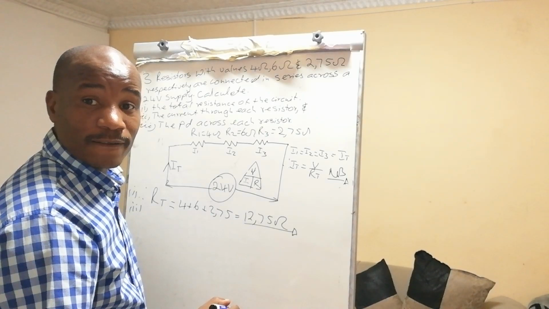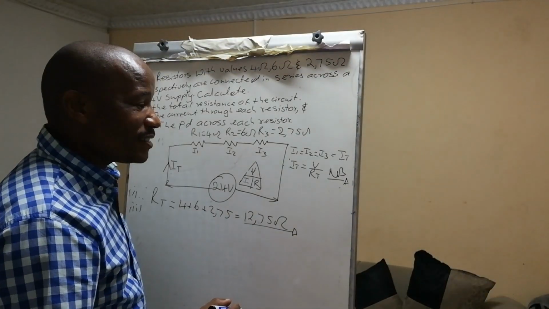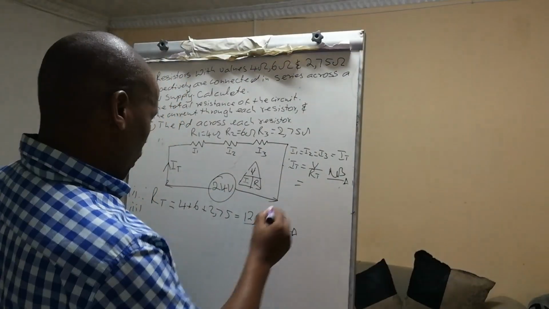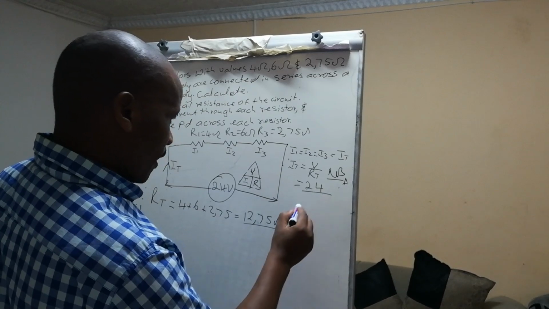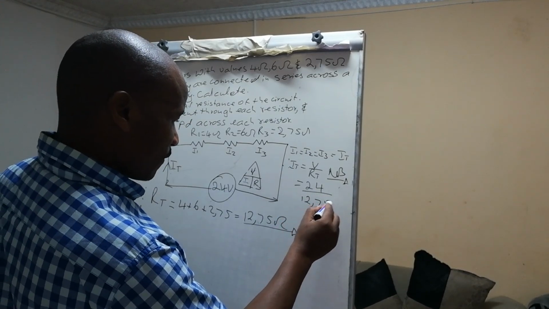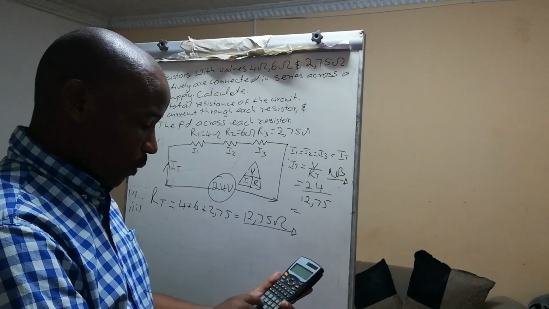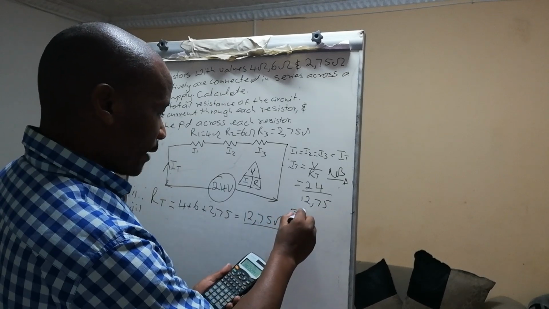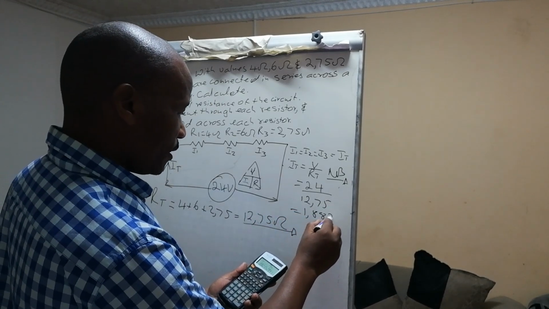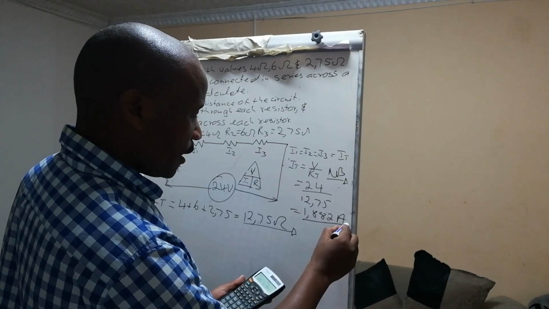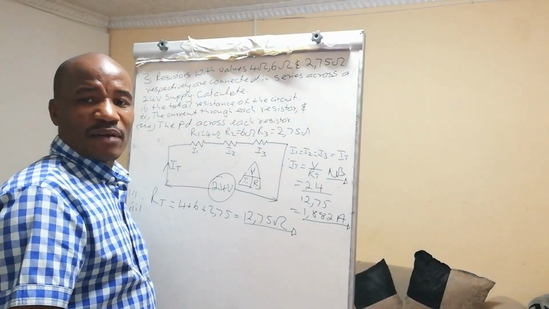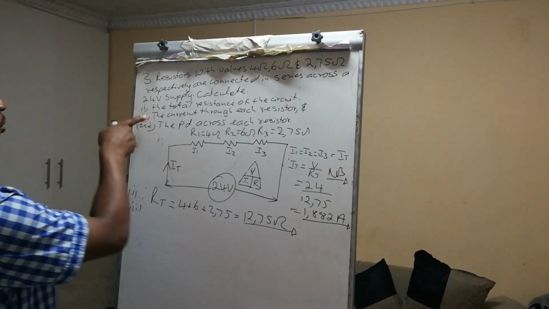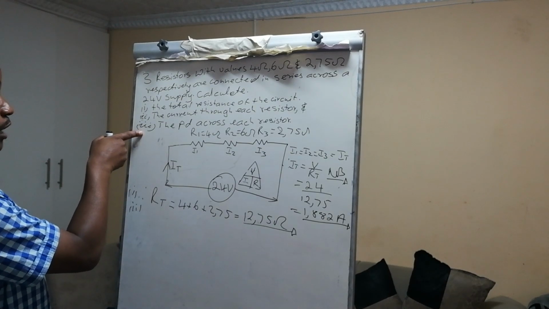Very, very crucial. It may look like I'm consuming time, but it's very important. So it's equal to 24 over 12.75. The total current is 24 divided by 12.75, which is 1.882 amps. Let's work with 3 decimal places.